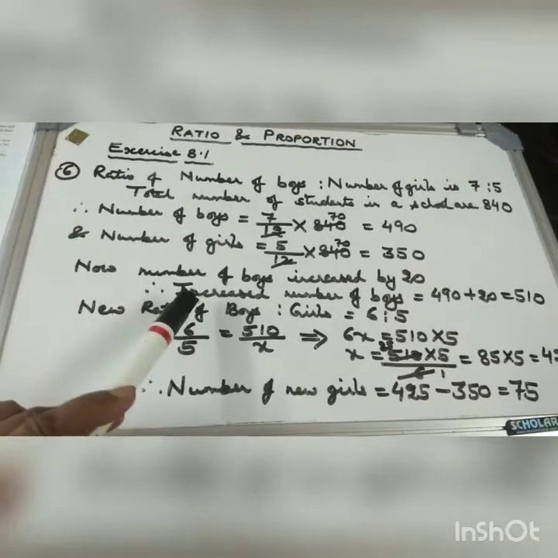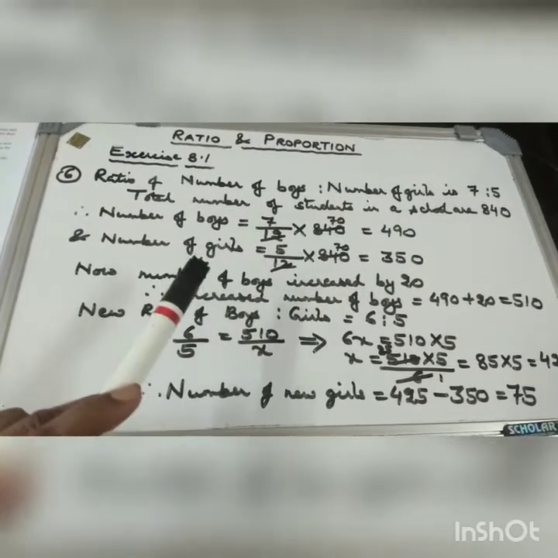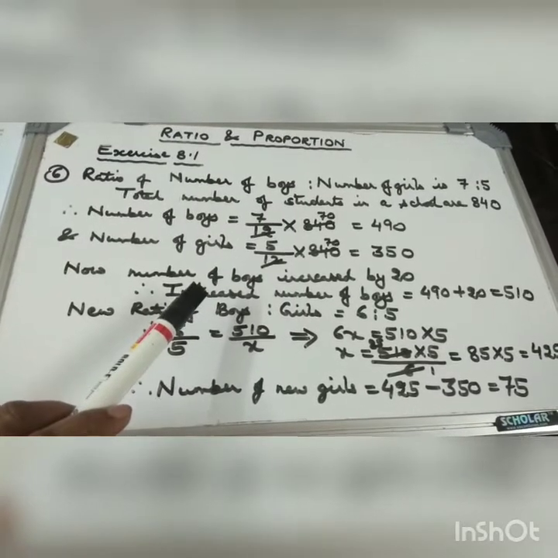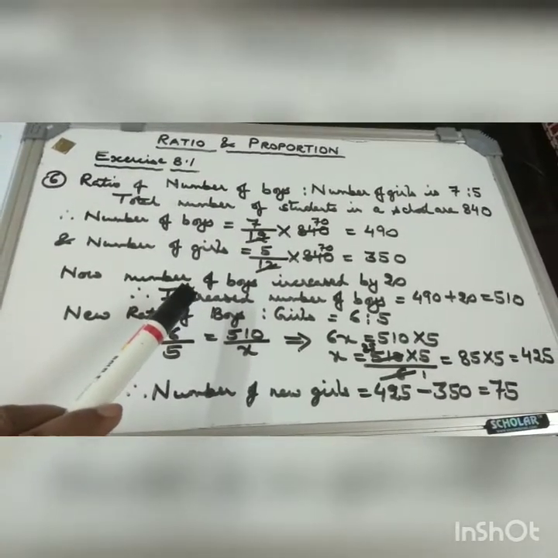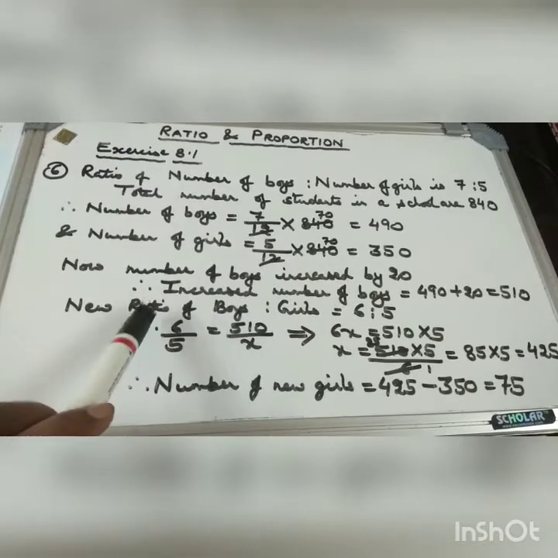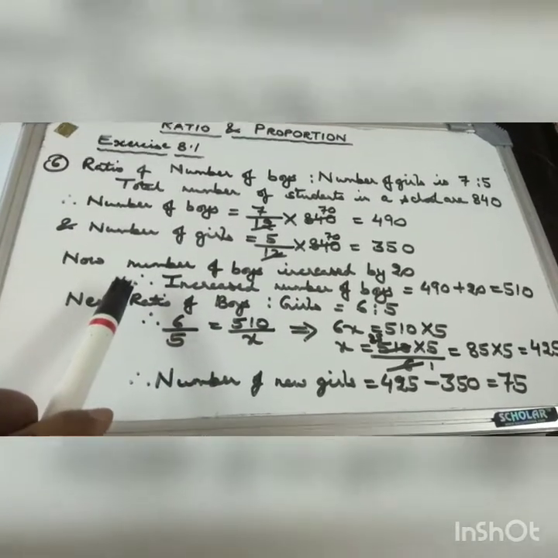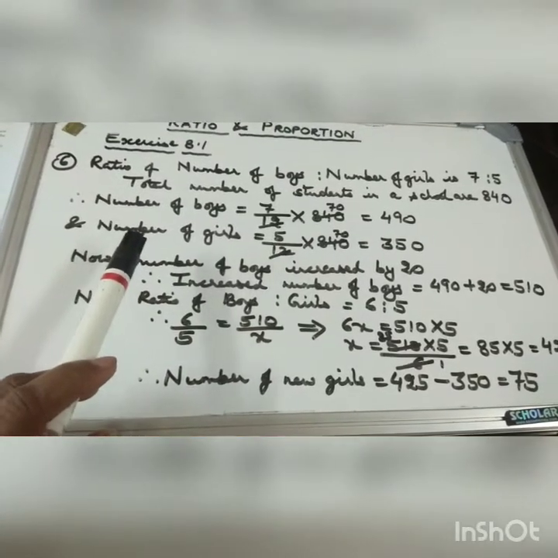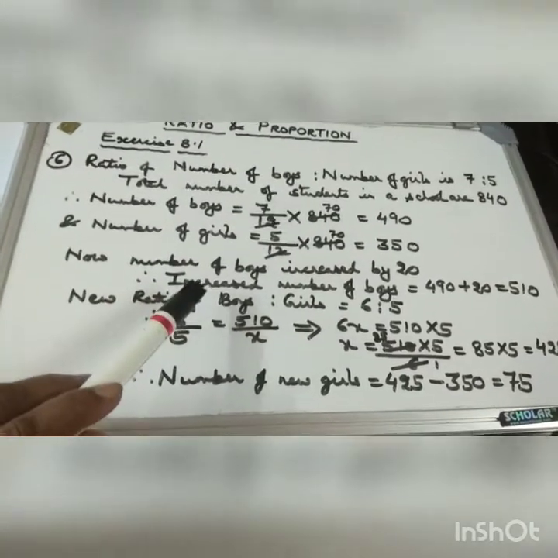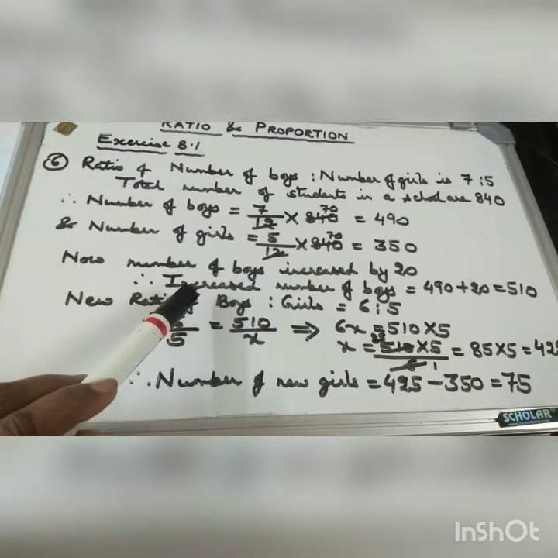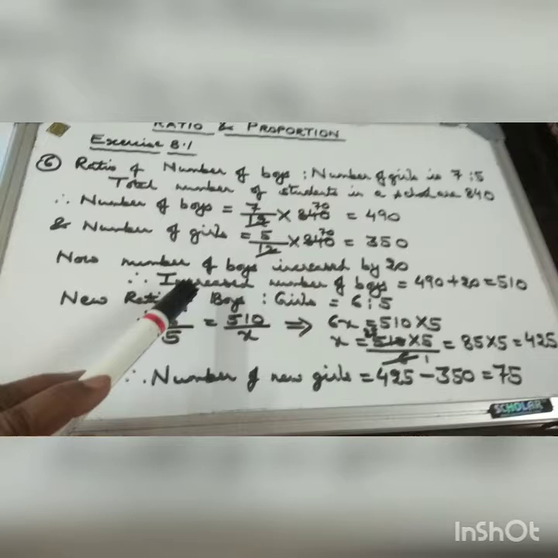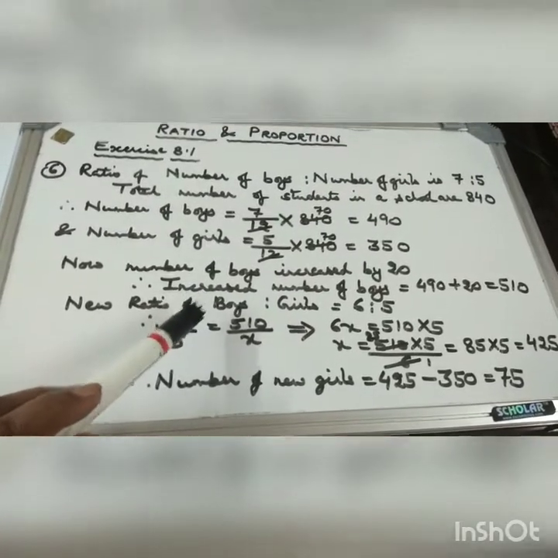Now the number of boys increased by 20. So the increased number of boys now becomes 490 plus 20, that is 510. This much is clear. First we have calculated the number of boys, now we have calculated the number of girls. Now there is some increase in the number of boys. How much is the increase? It is 490 plus 20, that is 510.